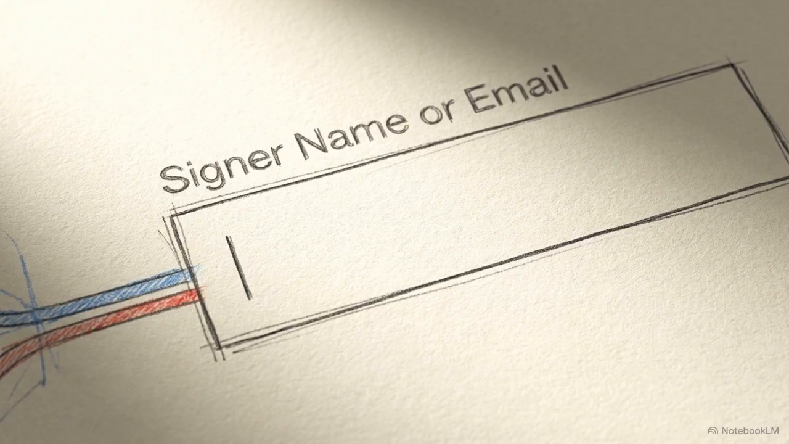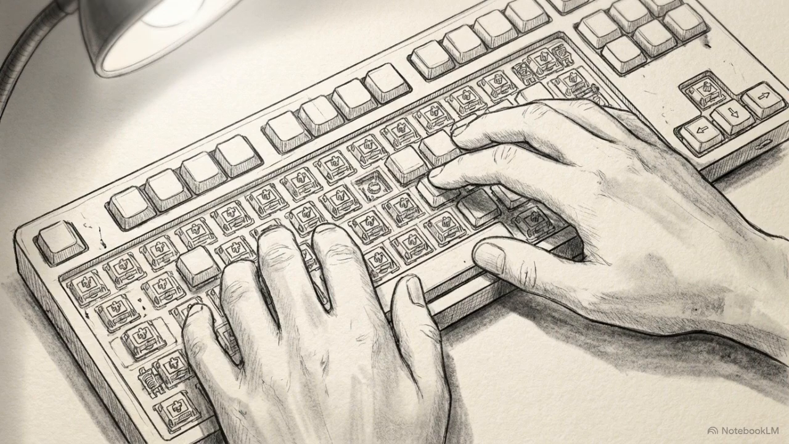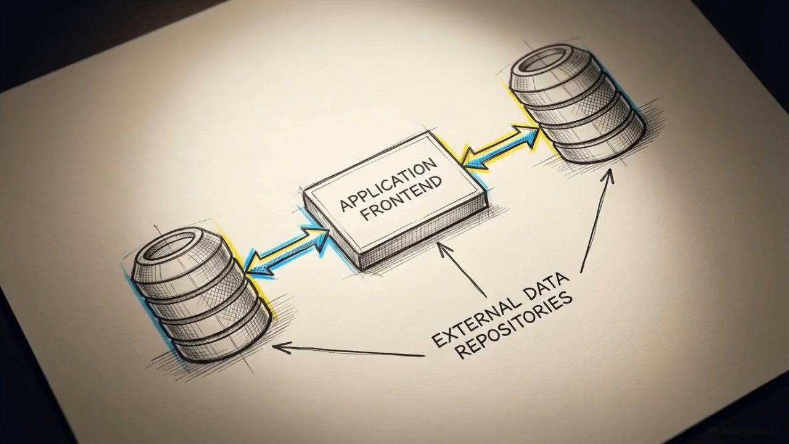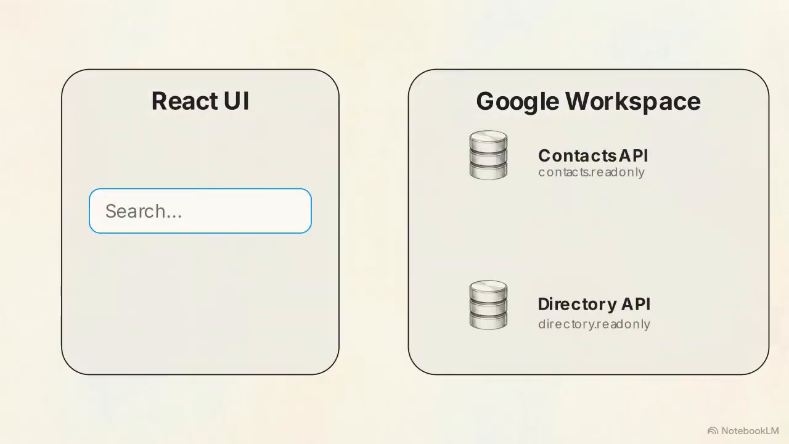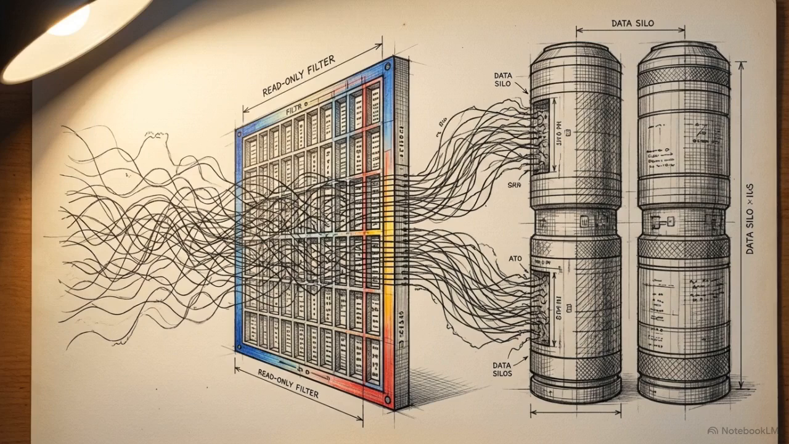Sending a document requires adding signers, which introduces a user experience problem. Manual data entry creates friction, and users need to add colleagues quickly without typing out full email addresses. The application solves this by requesting 2 specific read-only scopes, Google Contacts and the Workspace directory. This split view diagram shows the trigger mechanism. The moment a user types a keystroke into the React UI, a real-time API request fires off to the Google Contacts and directory silos to fetch suggestions.